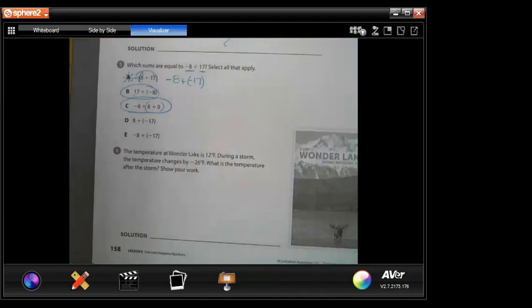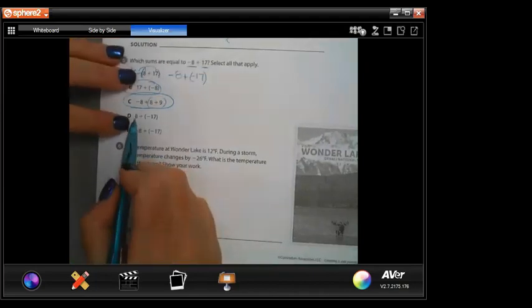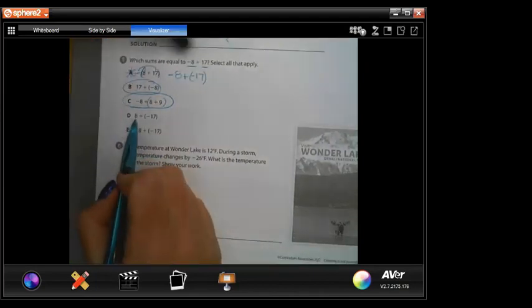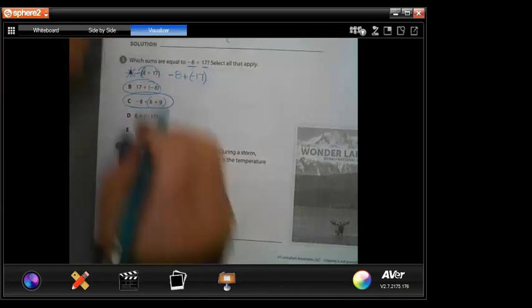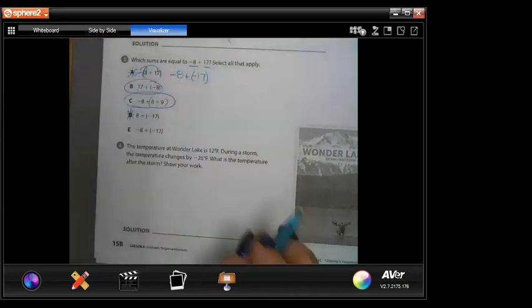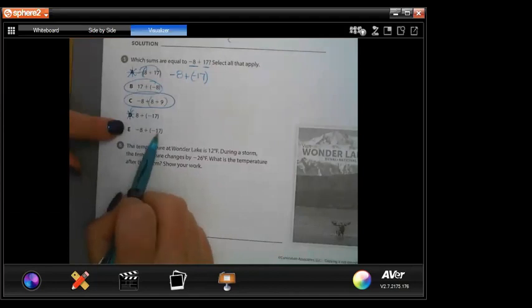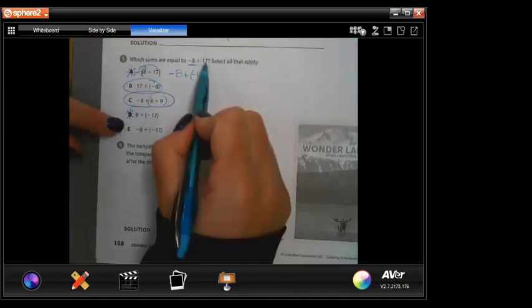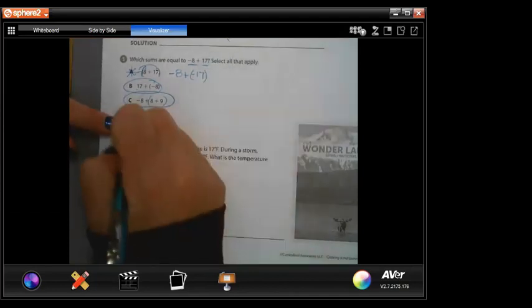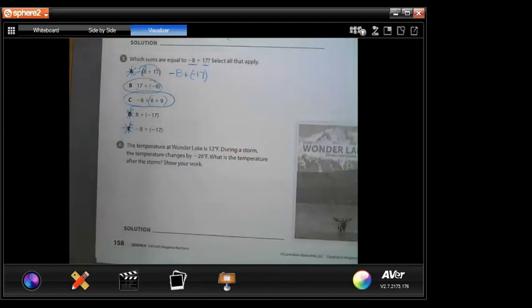Okay, look at this one right here. This isn't right, because this 8 is a positive and this 8 is a negative. So D is not a choice. And then E, both of them are negative, and that's not true because 17 is positive. So your only answers are B and C.